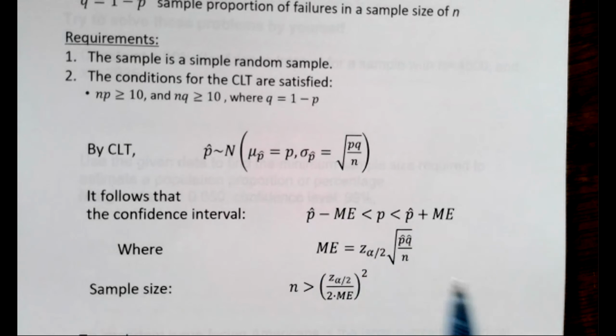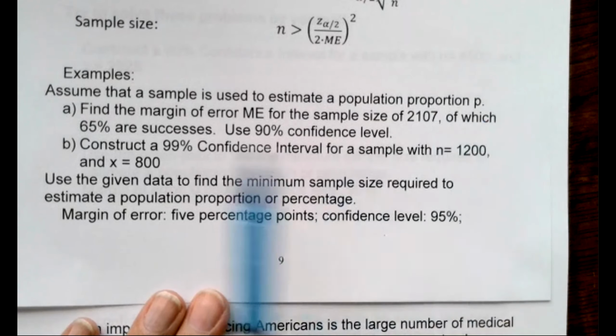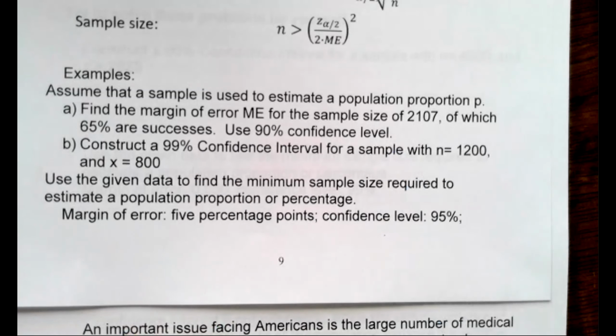All right, so let's practice. Let's take a look at some examples. So this is our first example. It says, assume that a sample is used to estimate a population proportion. I think it should say a random sample. Okay, find the margin of error for the sample size of 2107, of which 65% are successes. Use the 90% confidence level.